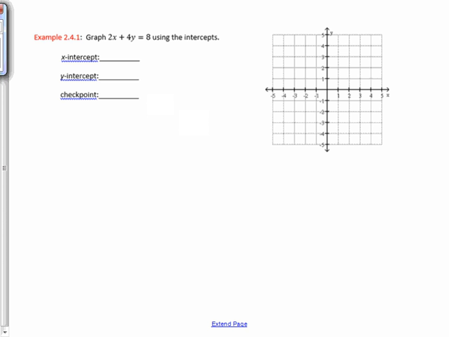Okay, so we're going to look at slope and graphing lines. Again, I know I say this every time, but make sure you print out those notes and read through them, and then you can fill in the examples as we go along. All right, so we have two ways to graph a line.